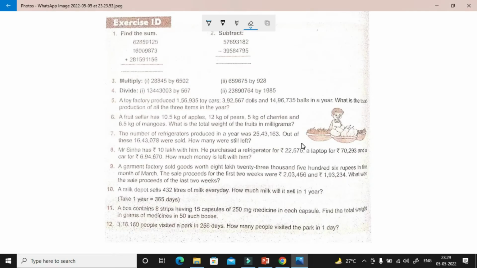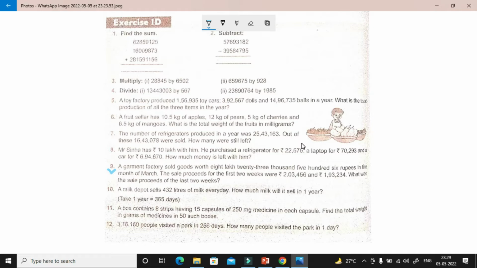Hello students, in this video we are going to solve some questions from exercise 1D. So the first question that we will solve is question number 9. The question number 9 is: a garment factory sold goods worth 8,23,506 rupees in the month of March.